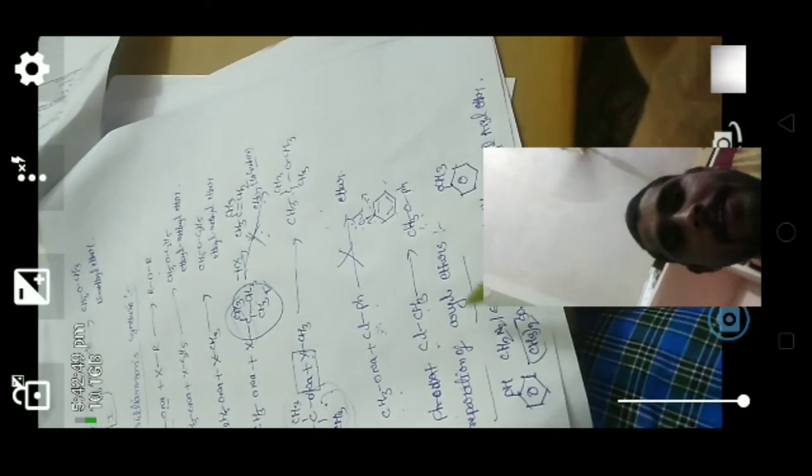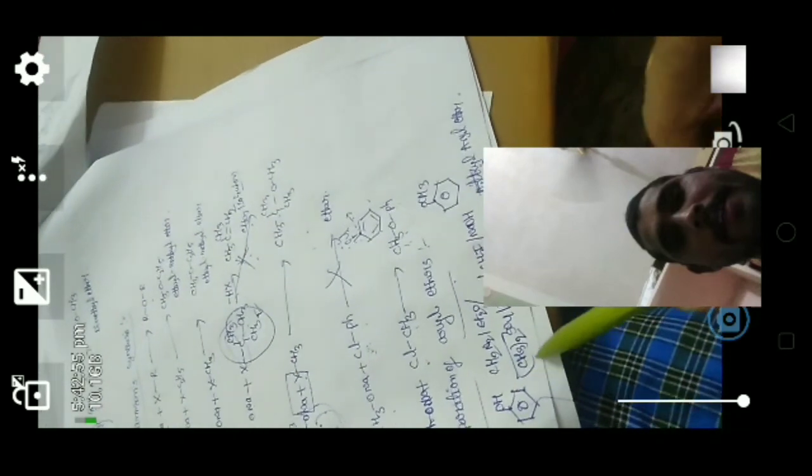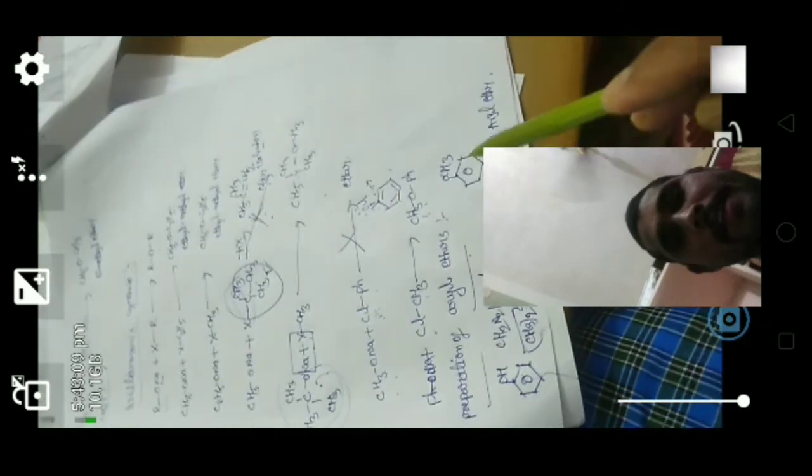Another one is the preparation of aryl ethers. Here phenol, when you react with diazomethane in the presence of diethyl ether, or the same phenol when you react with dimethyl sulfoxide in the presence of strong base, that is sodium hydroxide, or with methyl iodide in the presence of strong base, gives anisole. This is the preparation of ether. Now we will see physical and chemical properties of ethers in the next class.